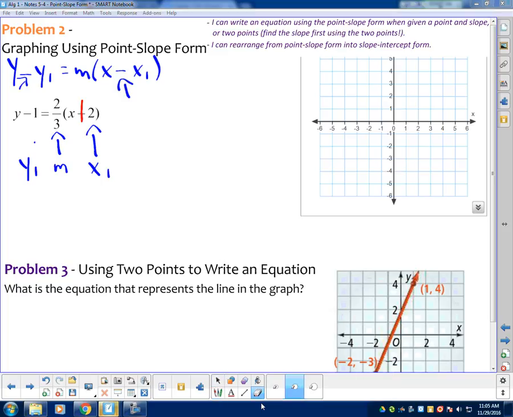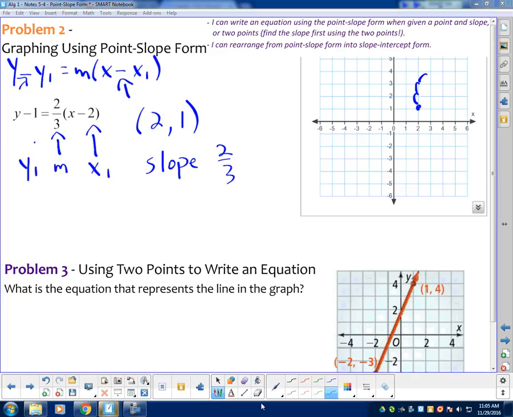All right. So if I have my point, this tells me that my point is (2, 1) and my slope is 2/3. I'm going to place a dot at (2, 1), and then from that dot go up 1, 2 units, and over 1, 2, 3, and place another dot here. I could equivalently go down 1, 2, and left 1, 2, 3, and place a dot there as well. Draw my line in, and there it is. So that is graphing a line when given the equation in point slope form.